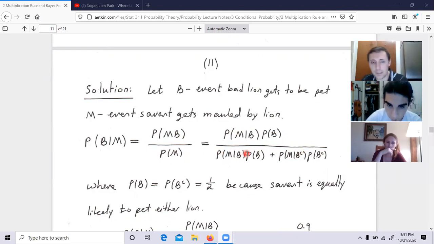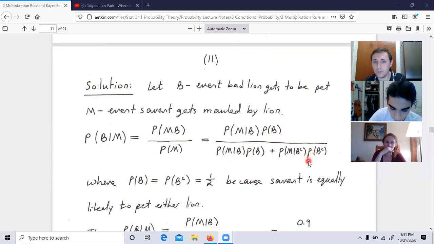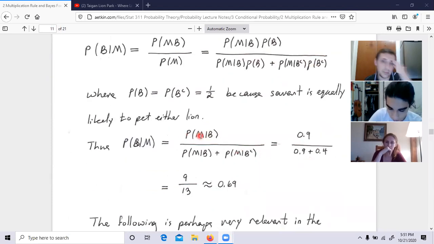I mean, we are supposing, that's why I mentioned savant. Savants are not able to interpret facial expressions. Like I cannot interpret your facial expressions. So that means that the likelihood that the savant approaches the bad line or the good line is the same. We just cannot tell the difference between them. So we assume it's 1/2. So that means we can cross away the probability of B and probability of B complement. And we're just dealing with this probability, right?